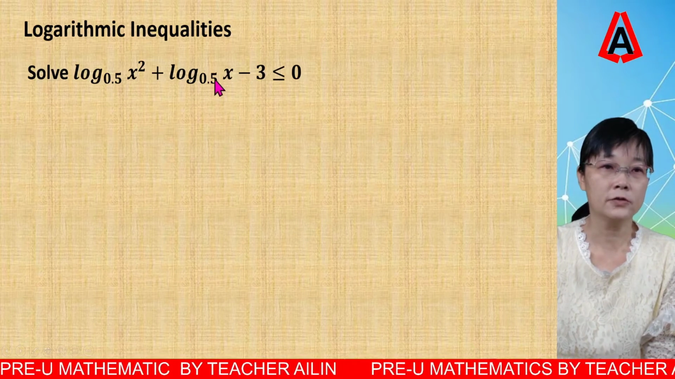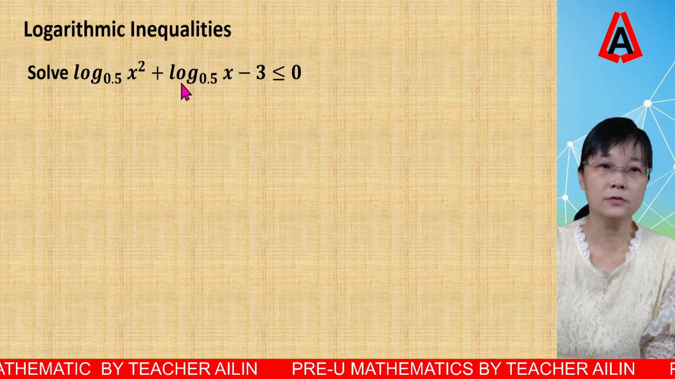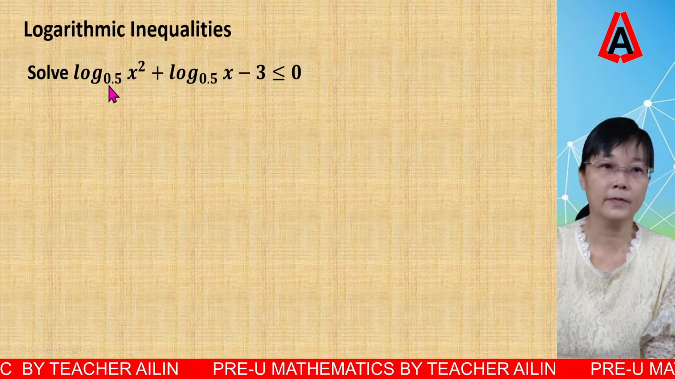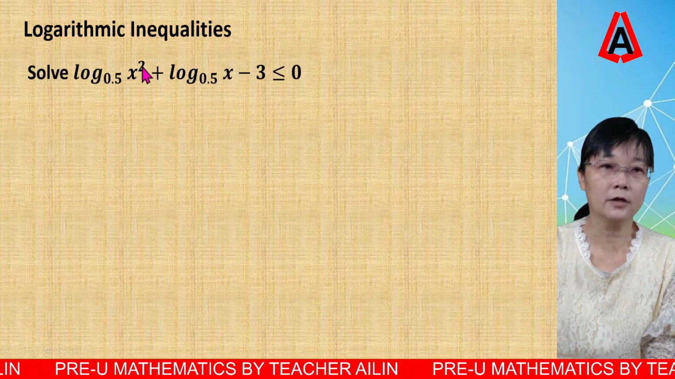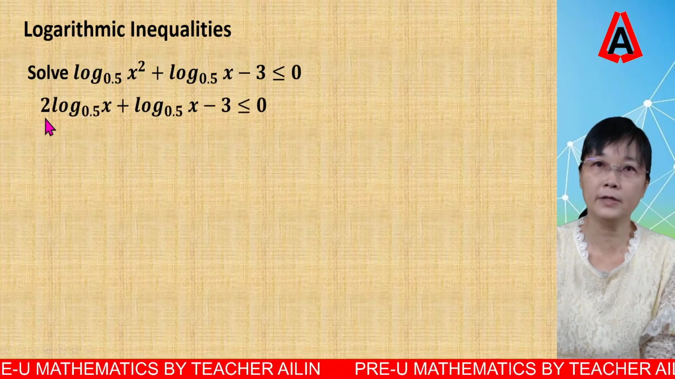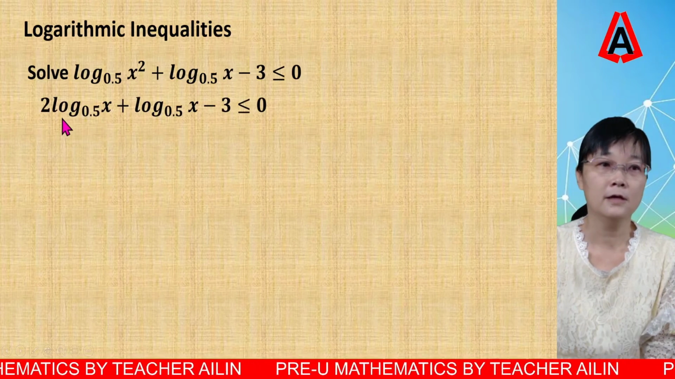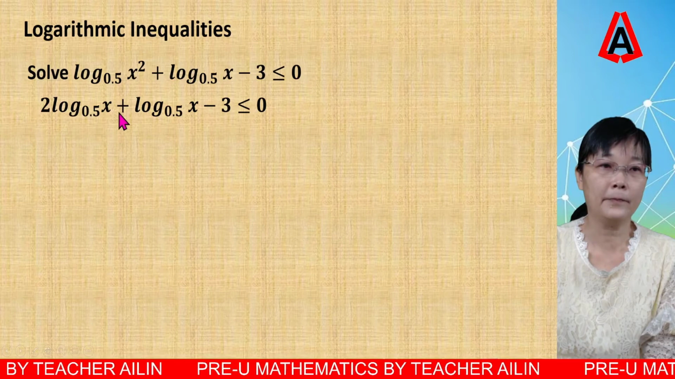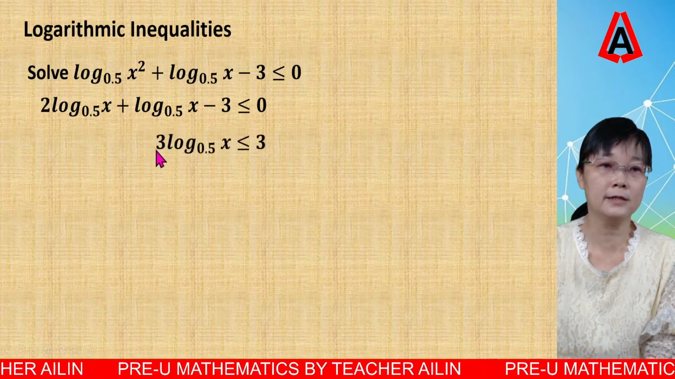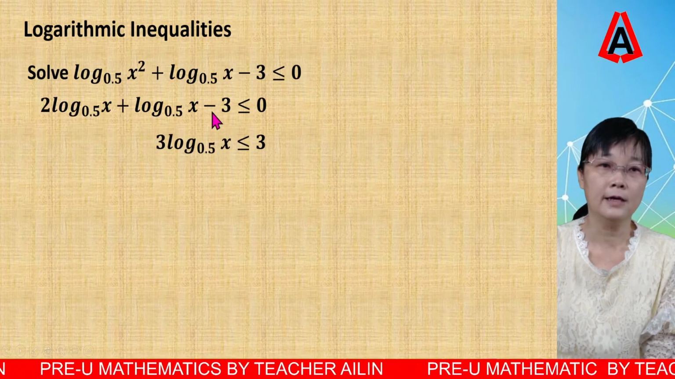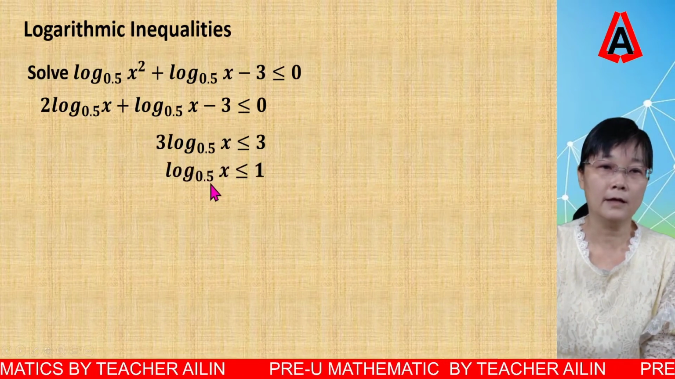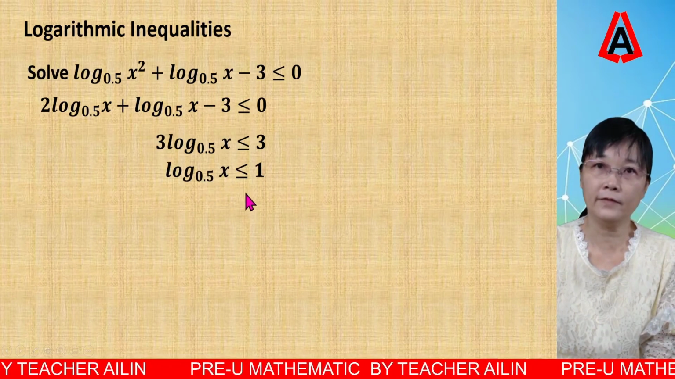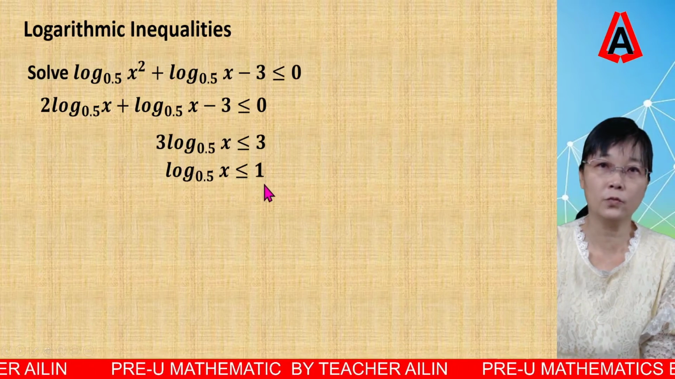Now I'm going to combine these two logarithmic terms. To do this, I shift the 2 on top here, down in front becomes 2 log x. So 2 log x plus 1 log x, that is 3 log x, and I shift the 3 to the other side. Then log x with base 0.5 is less than or equal to 1.